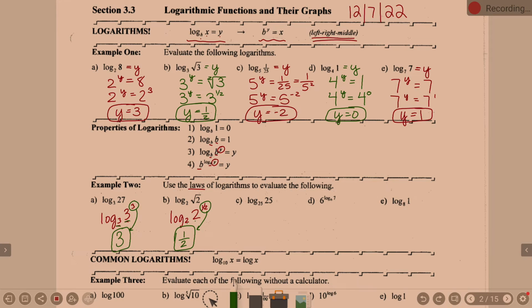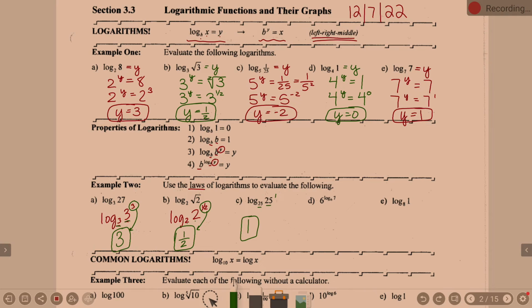Okay, C. Property 2. Same base. Log base 25 of 25 is going to equal 1. The 25's match, and so it's just equal to 1. Really, you can think of it as log base 25 of 25 to the first power.